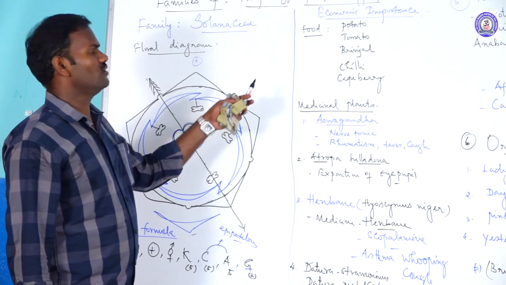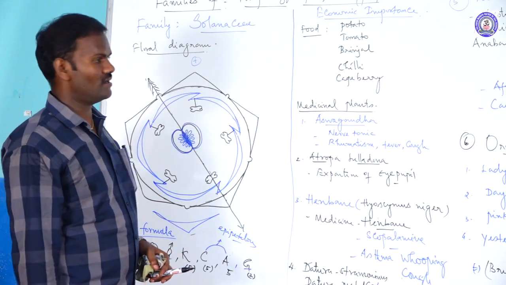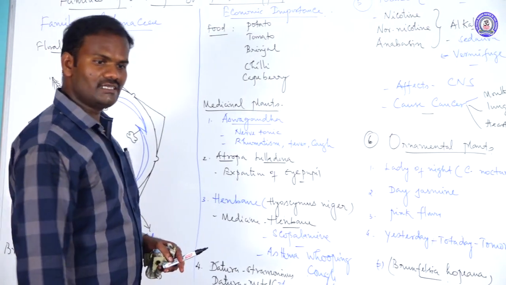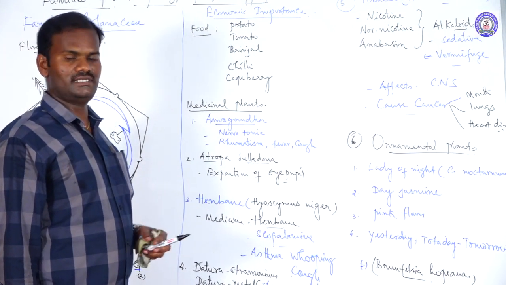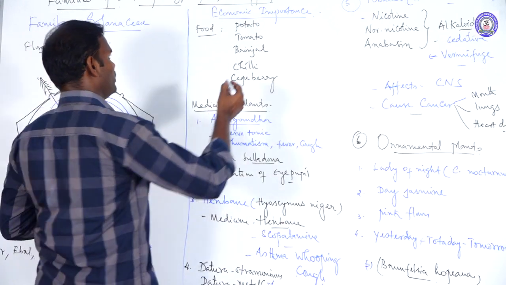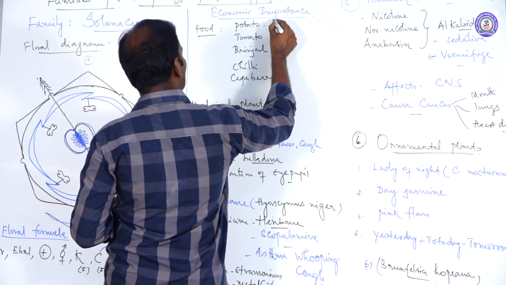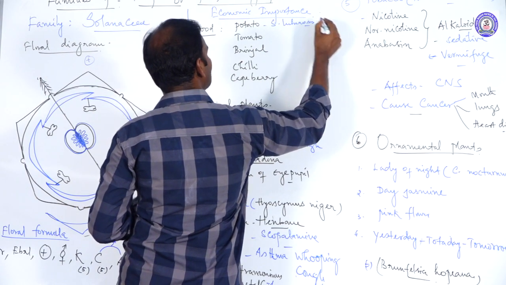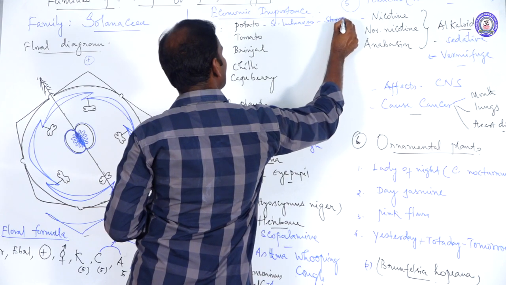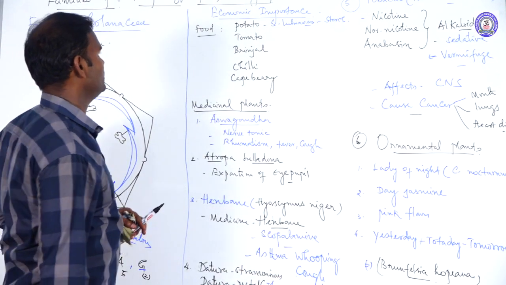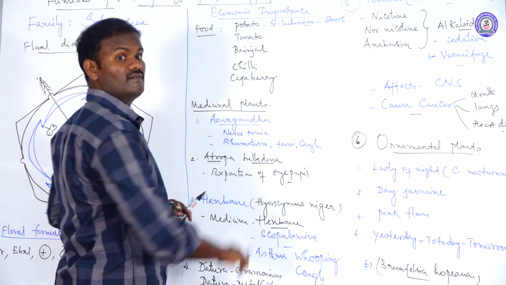The next, we are going to discuss the economic importance of Solanaceae. Some of the species belonging to Solanaceae are a source of food. For example, potato. We know the binomial of potato: Solanum tuberosum. It is rich in starch. It is an underground stem modification. They store food material rich in starch. It is a common vegetable throughout the world.